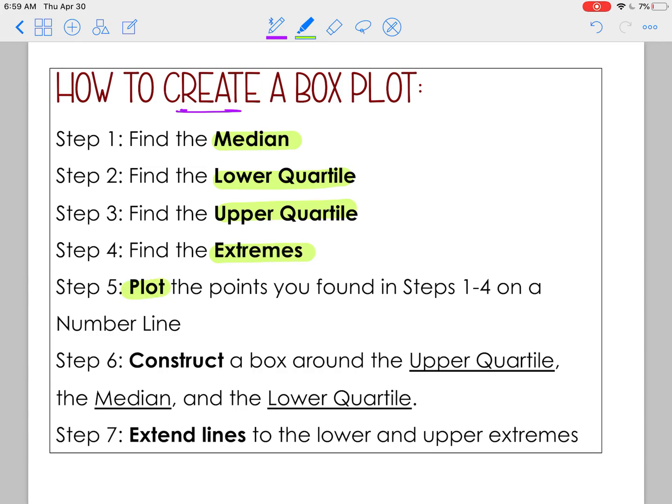And then it says to plot the numbers that we found on a number line. Okay. Then we're going to construct, which is just a word for make, a box around the upper quartile, the median, and the lower quartile, and extend lines out to our lower and our upper extremes. Okay, so this is going to look really similar to what we did yesterday, except instead of just leaving the numbers as is, we're going to put them on a number line and make a box around them.